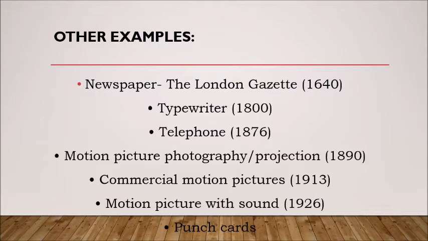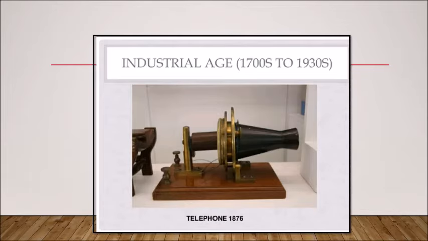We also have the typewriter during the 1800s, and the telephone that was invented in 1876. We also have motion picture photography or projection in 1890, commercial motion picture in 1931, motion picture with sound in 1926, and we also have the punch cards. And last is the telephone, invented in 1876 by Alexander Graham Bell. So that is why he is considered the father of the telephone.